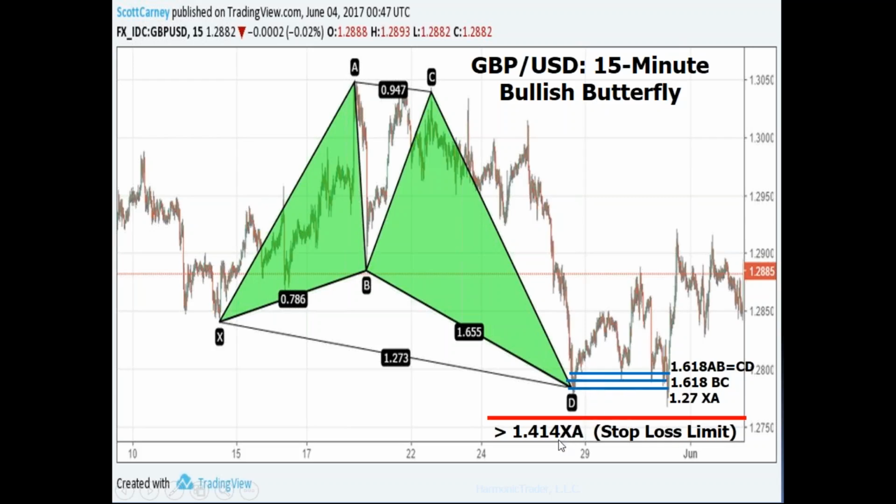We put our stop loss at the 1.41 level. This 1.414 XA extension has to be the defining make or break for the entire structure. And we put our stop loss limit just beyond that measurement.